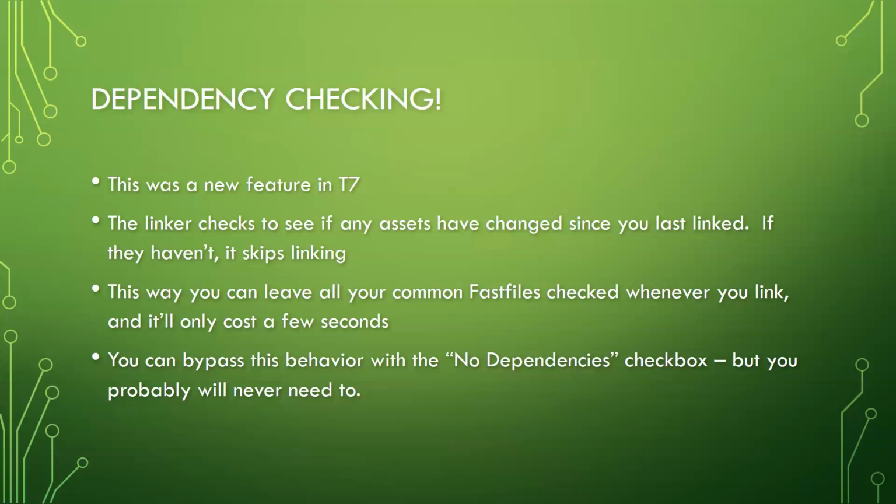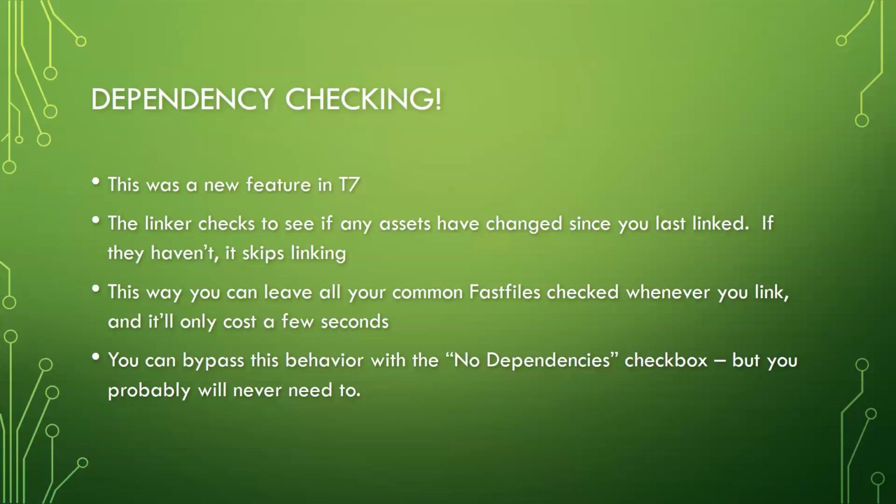There's a no dependencies checkbox in Rex that you can check if you're having problems, but you probably don't need to do it. It's what everybody tells everybody to do the first time they're having problems, because it solves issues like somebody built a fast file, canceled the process partway through, and ended up with corrupt data. It'll force it to relink. But generally, you don't need to do that.